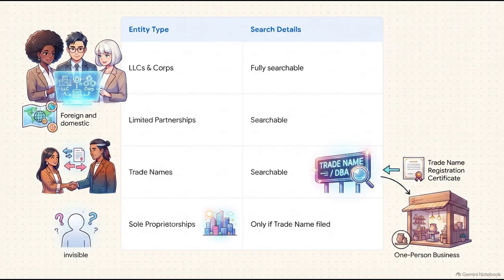But here's a little catch. Sole proprietorships and general partnerships have minimal state registration. They are only going to show up in this system if they've explicitly registered a trade name with the state. If they haven't done that, they're essentially invisible in this database.